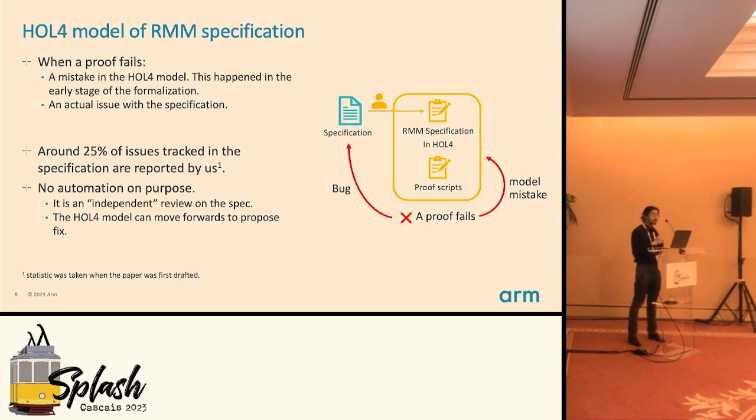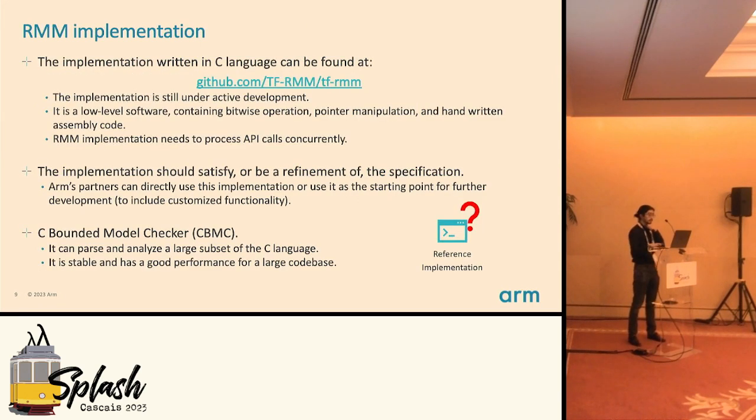We also purposely chose no automation here. Despite the machine-readable specification I mentioned, we do not want any automation because we want an independent review of the specification itself. And separately, when we spot an issue, we can quickly fix it in our HOL4 model, while the specification engineers might spend more time reviewing our fix, to see whether it makes sense to them. So we can potentially move slightly faster. So that is about the specification.